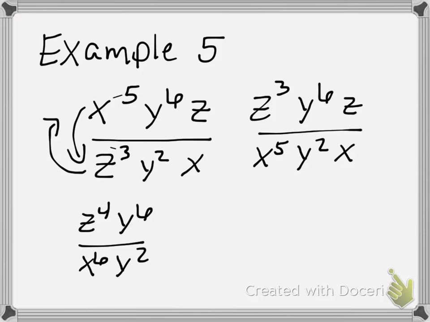Now all we're going to do is see if we can subtract anything. We have all of our z's on the top, and we have our x's on the bottom, but our y's are on both the top and the bottom. So we're going to subtract those two, and we would get z to the 4th, and we subtract 6 minus 2, we would get y to the 4th over x to the 6th as our final answer.